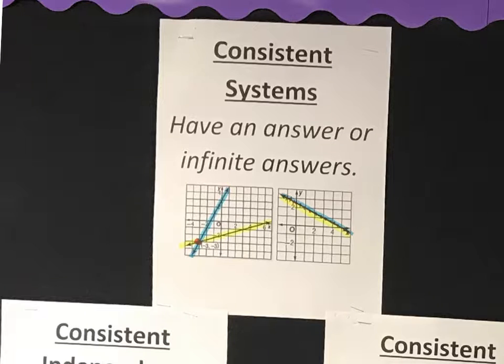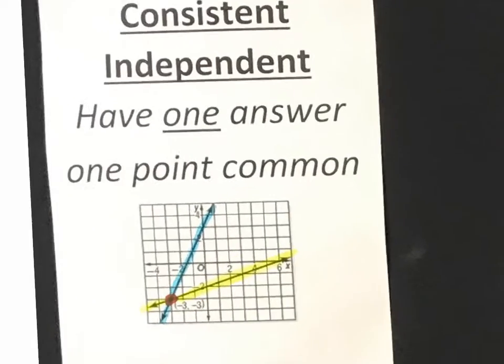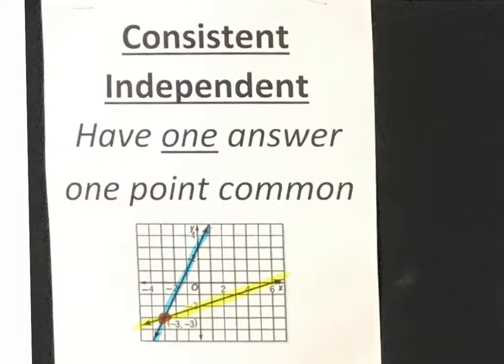Now, if it just has one answer, then that's what we call a consistent independent system, okay? Andrea, if I asked you, are you financially independent of your parents? What does that mean?